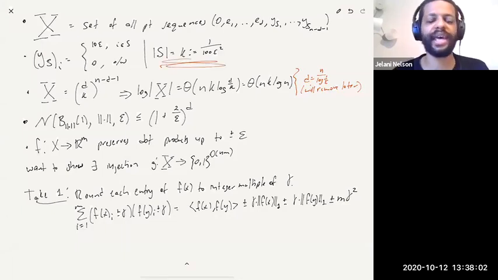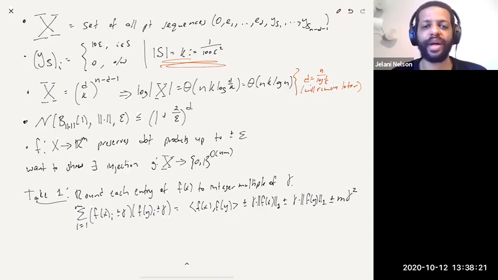S has size k, and k is this 1 over 100 epsilon squared. And the indicator vector of S means you put a 1 in the ith position if i is in S, you put a 0 if it's not in S, and then you scale it by 1 over root k so that it has unit L2 norm. So 1 over root k is 10 epsilon by my choice of k. So entries in y_S are either 10 epsilon or 0, depending on whether or not i is in S.